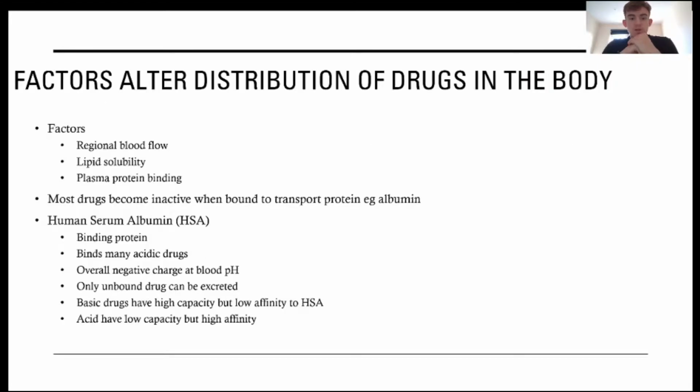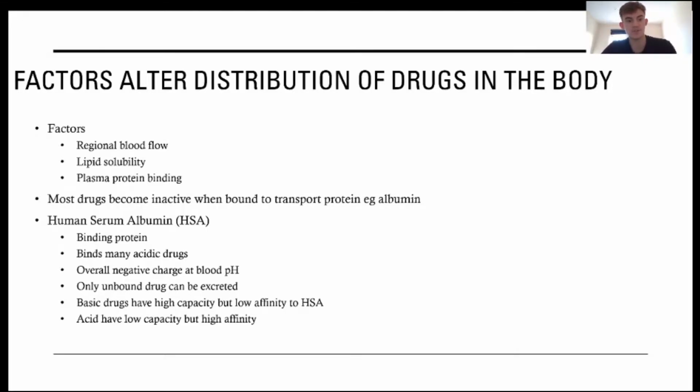Most drugs become inactive when they're bound to this transport. They basically get on this transport train of albumin, become inactive, so they can just chill out. And when they get to the active site where they need to work, they become activated again when they unbind. So we've got human serum albumin.